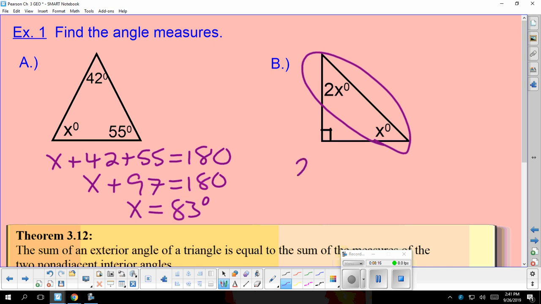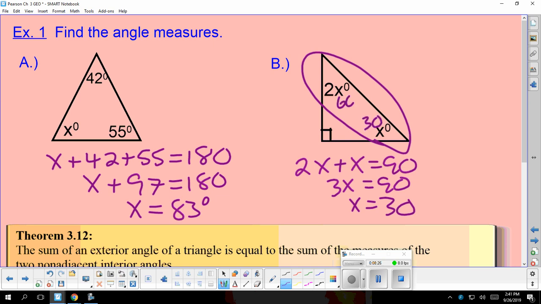So we can say 2x plus x equals 90. 3x equals 90. X equals 30. So that's 30. And that's going to be 60 degrees. That's a special triangle, which we will go ahead and investigate further in the second semester.